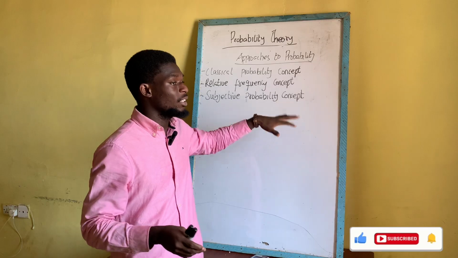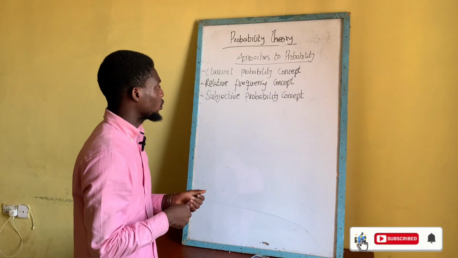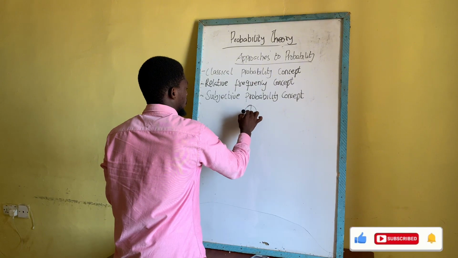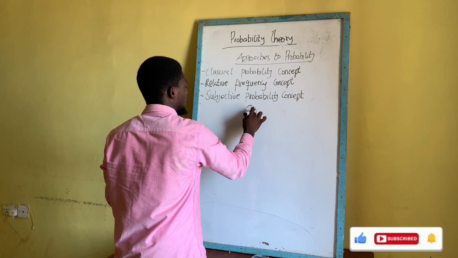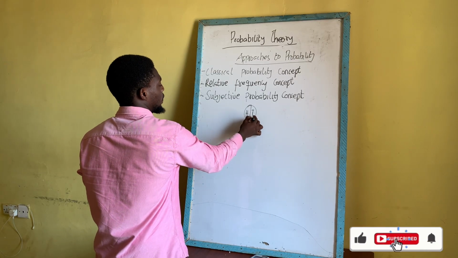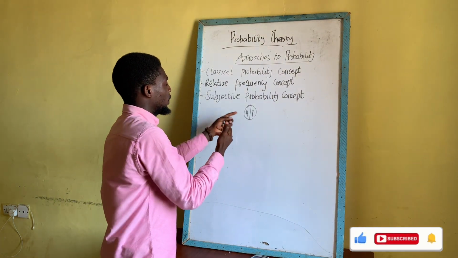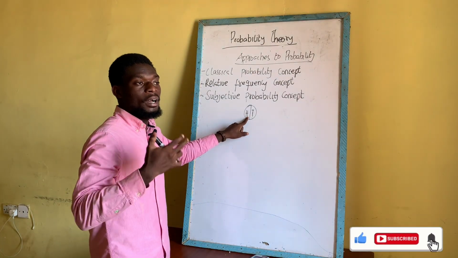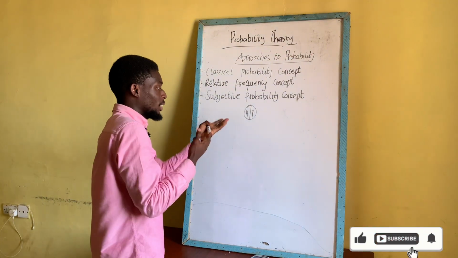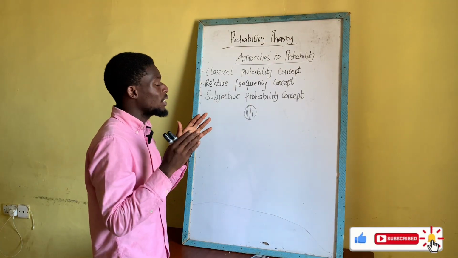This particular concept is based on the assumption that all outcomes are equally likely to occur. So let's assume we have a coin, that's a head and a tail, and we flip this particular coin. We know that these two outcomes, the head and the tail, are equally likely to occur. We don't have a situation whereby the head is having an upper hand over the tail, or the tail over the head. They are all equally likely to occur.